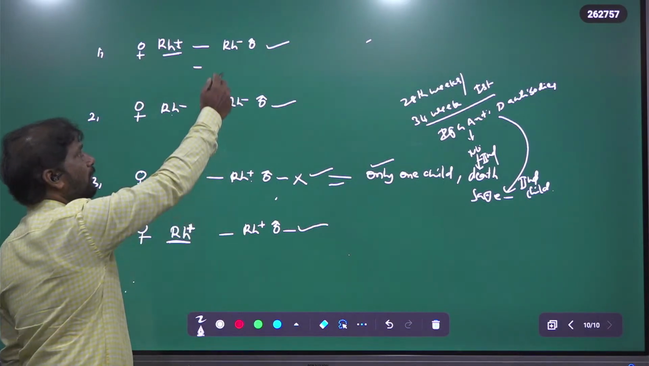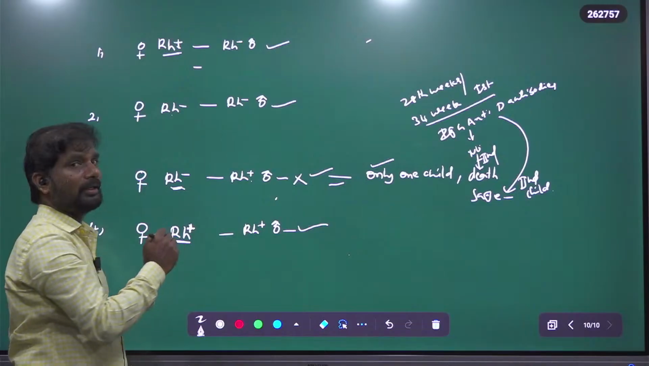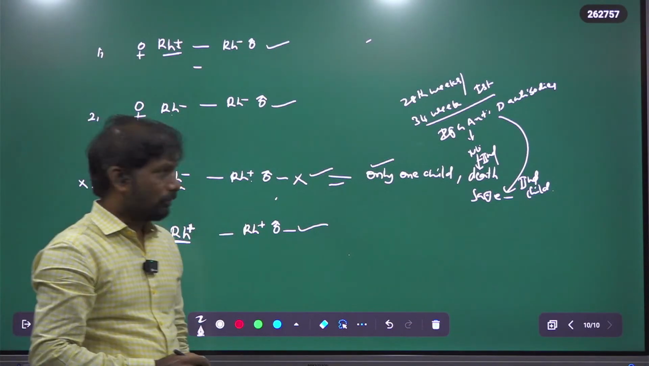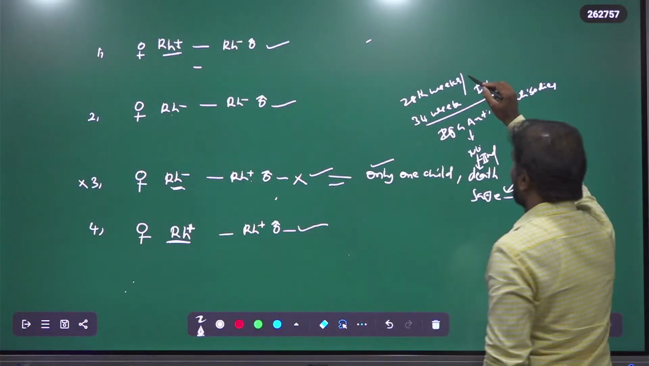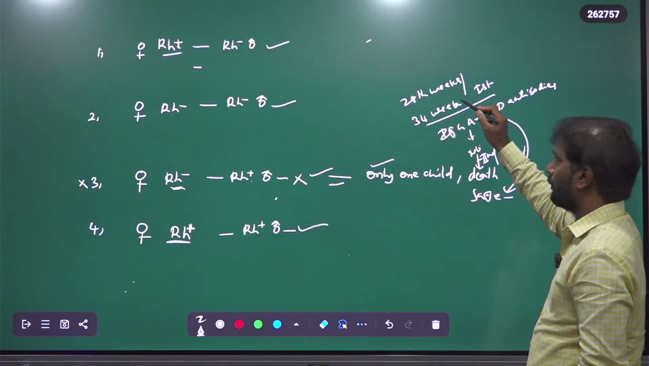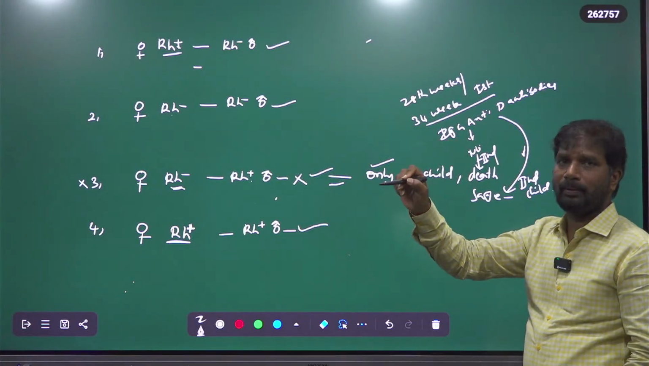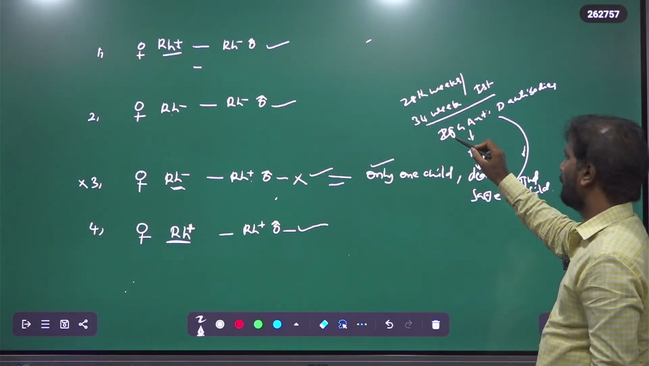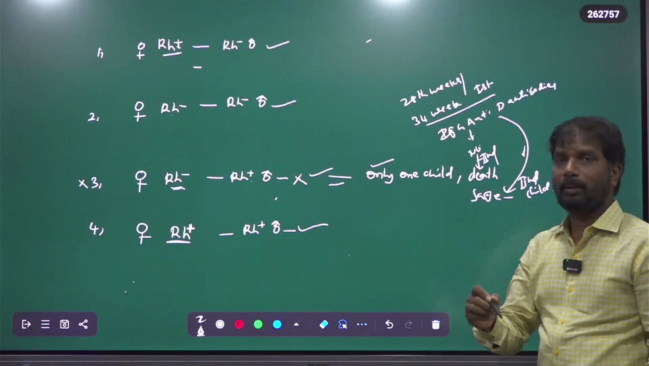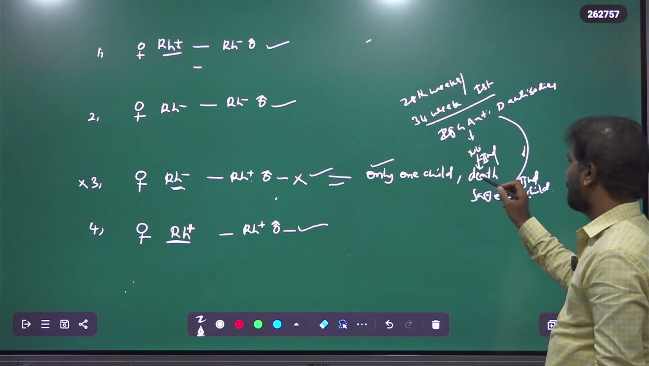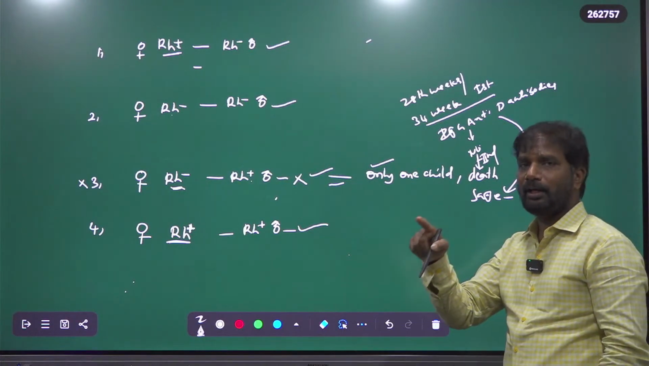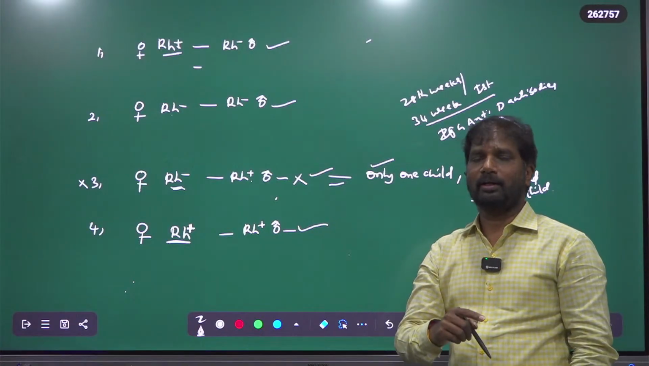So this question is also very important for NEET. This type of question is there in the NEET examination. So, at the 28th week and the 34th week, at the time of the first pregnancy, what type of antibodies are given? It is known as the IgG anti-D antibodies. After the delivery of the baby, what type of antibodies are given? Anti-D antibodies are given. That is the difference between carrying the pregnancy and after the delivery.